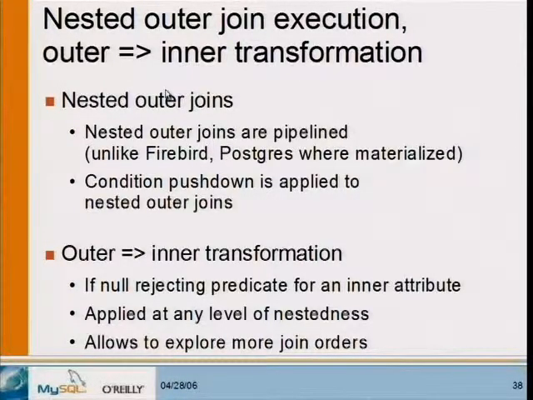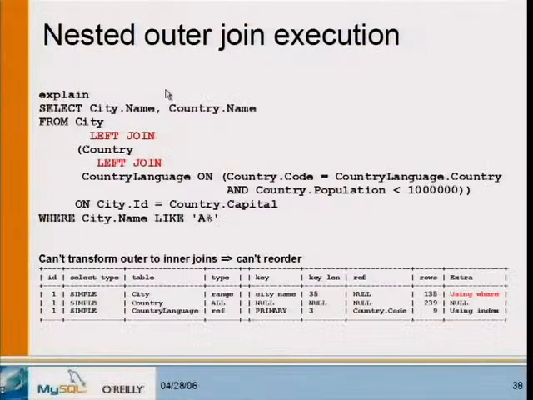And we also transform outer joins into inner joins whenever there are no rejecting predicates on the inner table. So if we know that there cannot be a null, we just transform the outer join into an inner join. This expands the search space for the optimizer, so it can actually explore more different join orders.